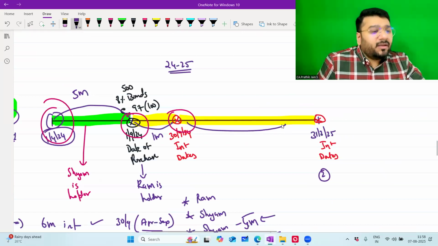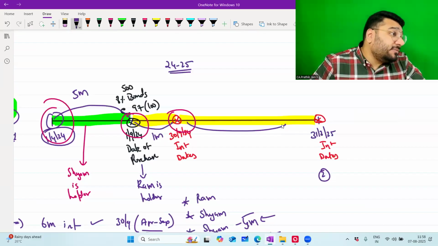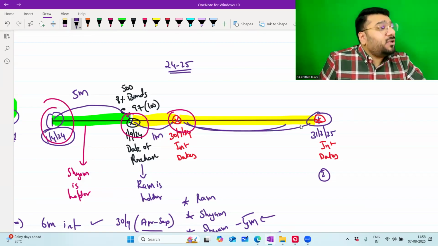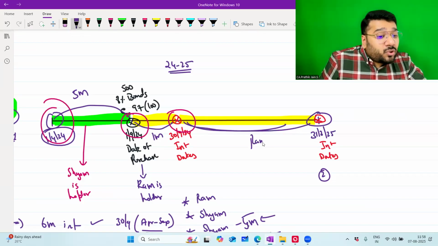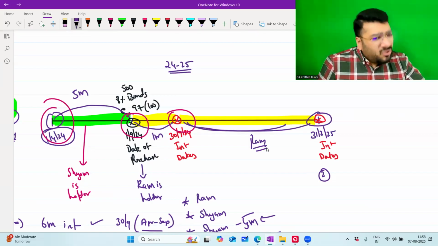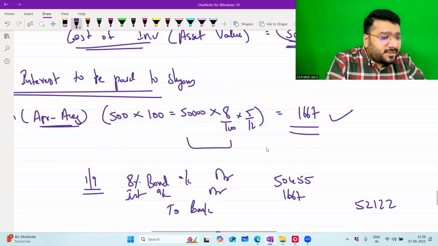In between, did Ram buy any other debentures or bonds? No. Did he sell anything? No. Directly next is 31/3/25. Now, from 30 September to 31/3, who was the holder? Ram was the holder. This interest will belong to Ram, or does Ram have to pay this to anybody else? No, this is Ram's investment. Ram will enjoy this money. So on 30 September, please tell me what is the interest?